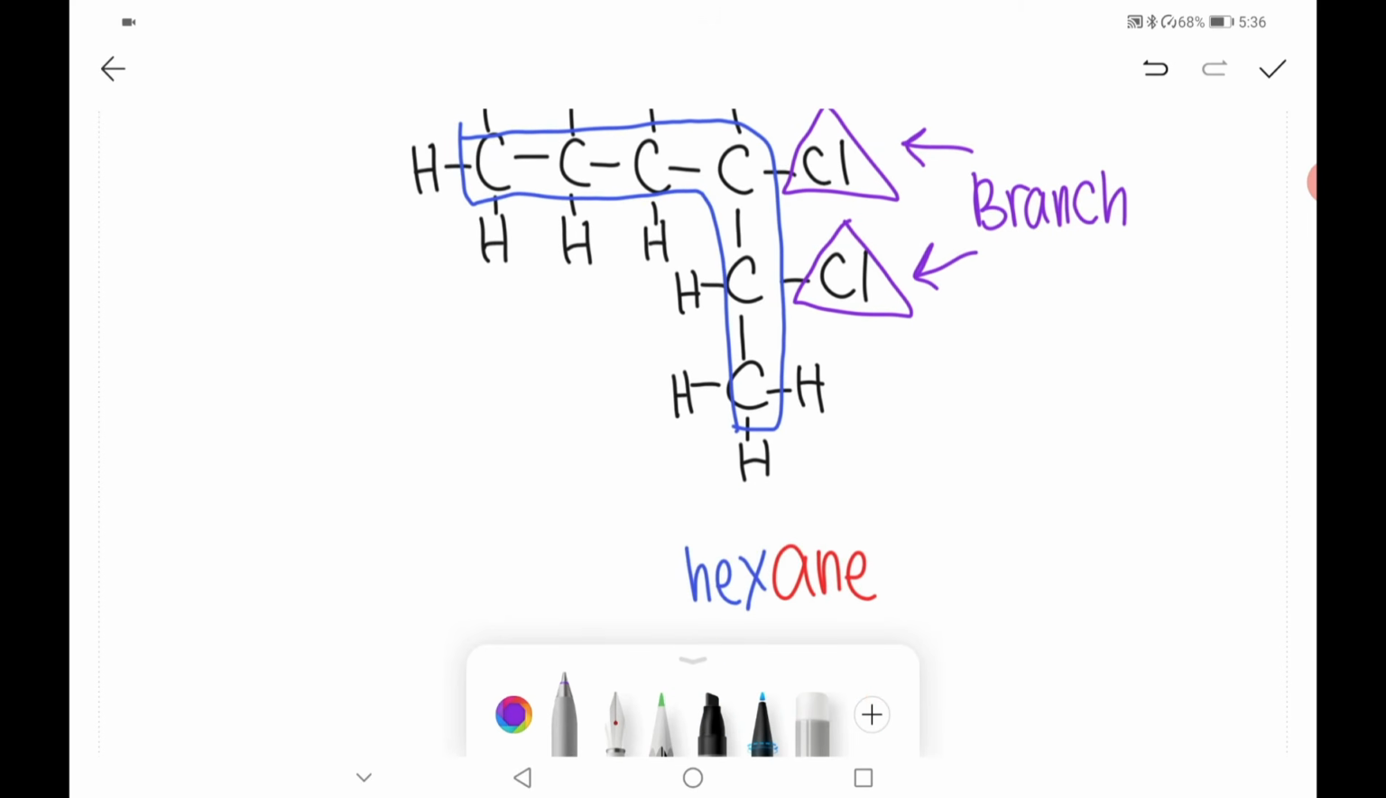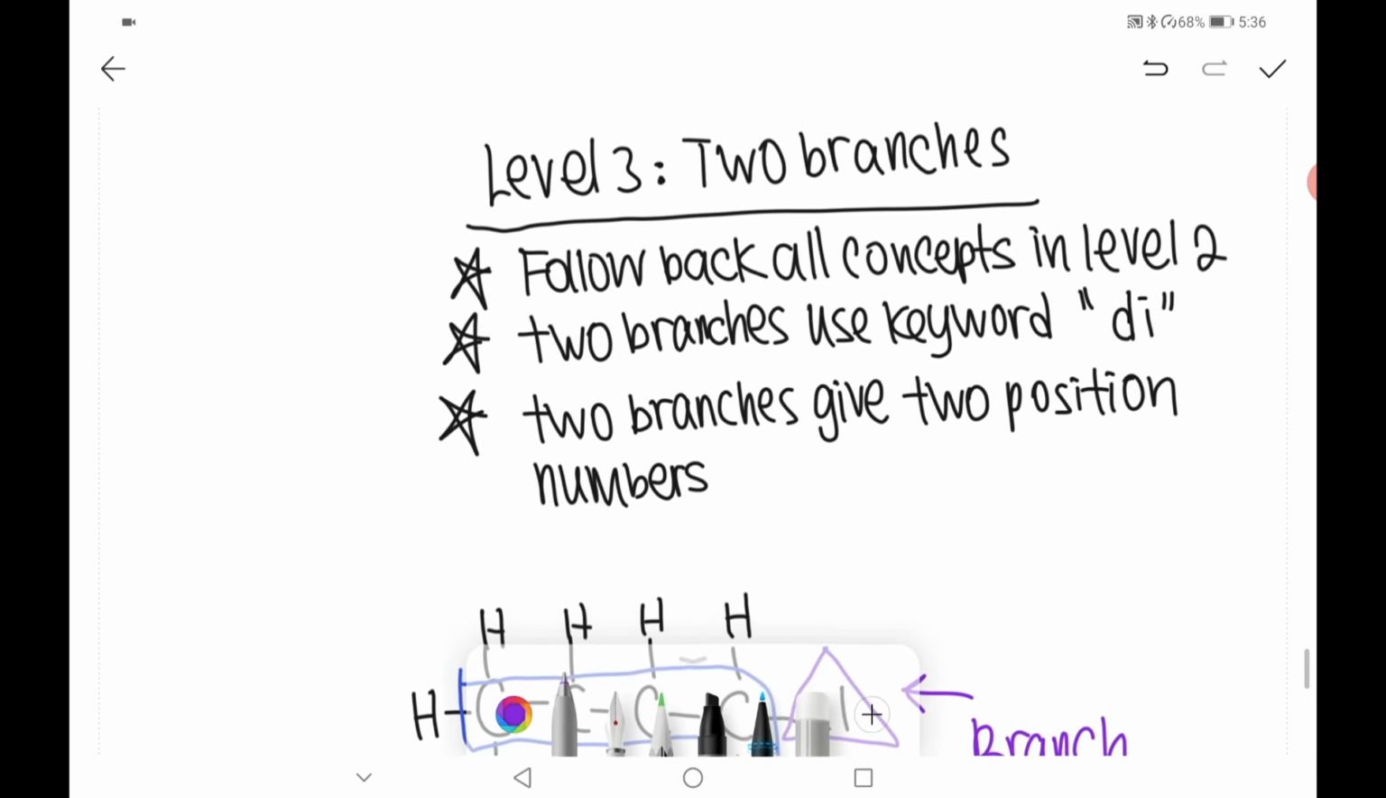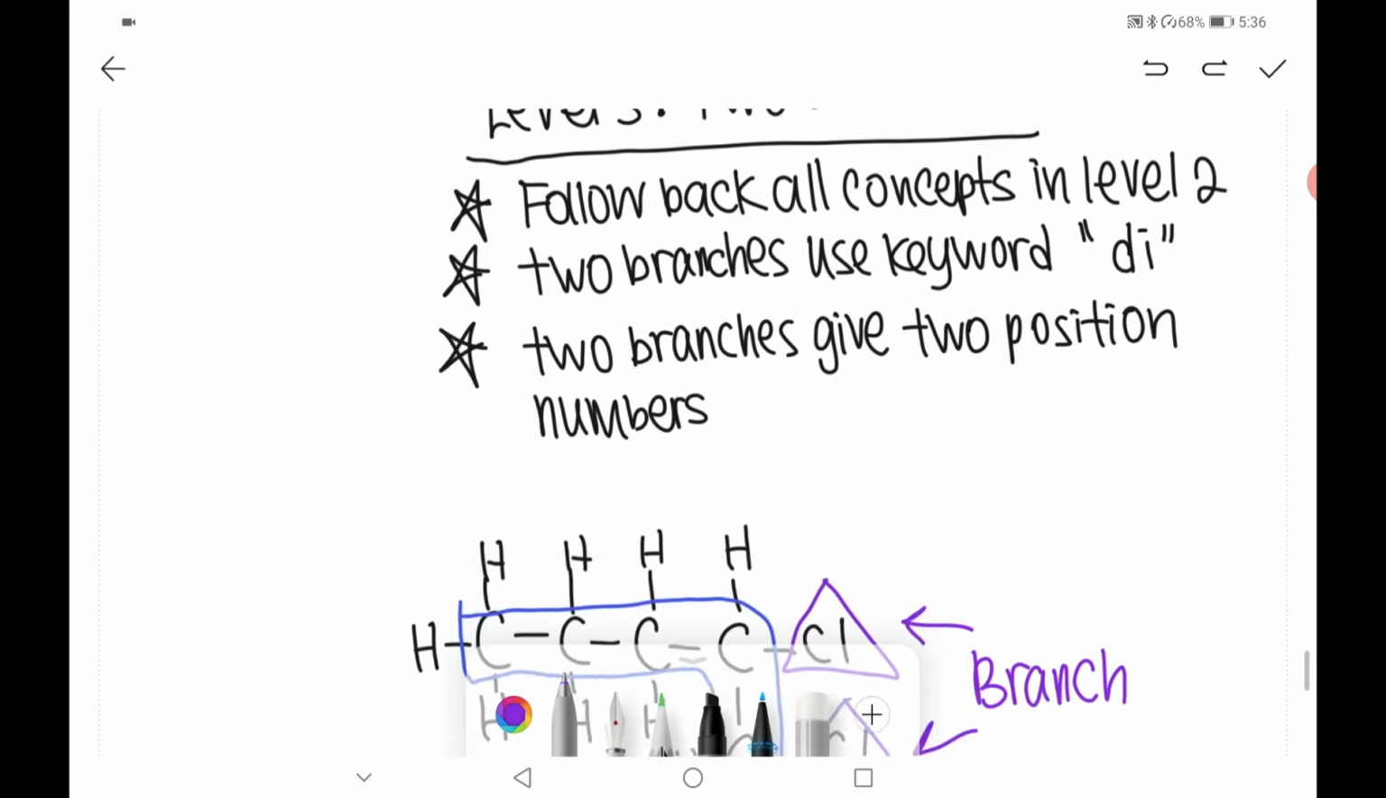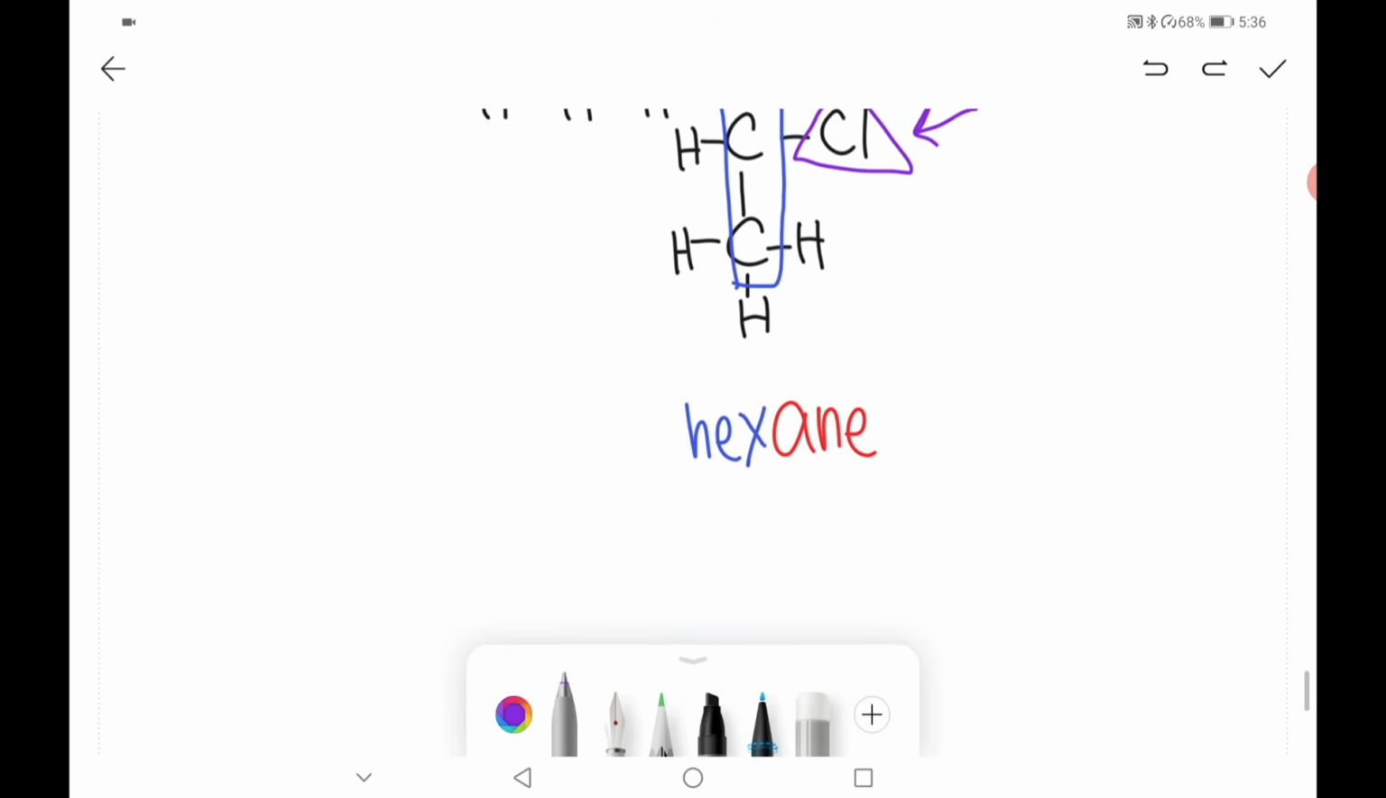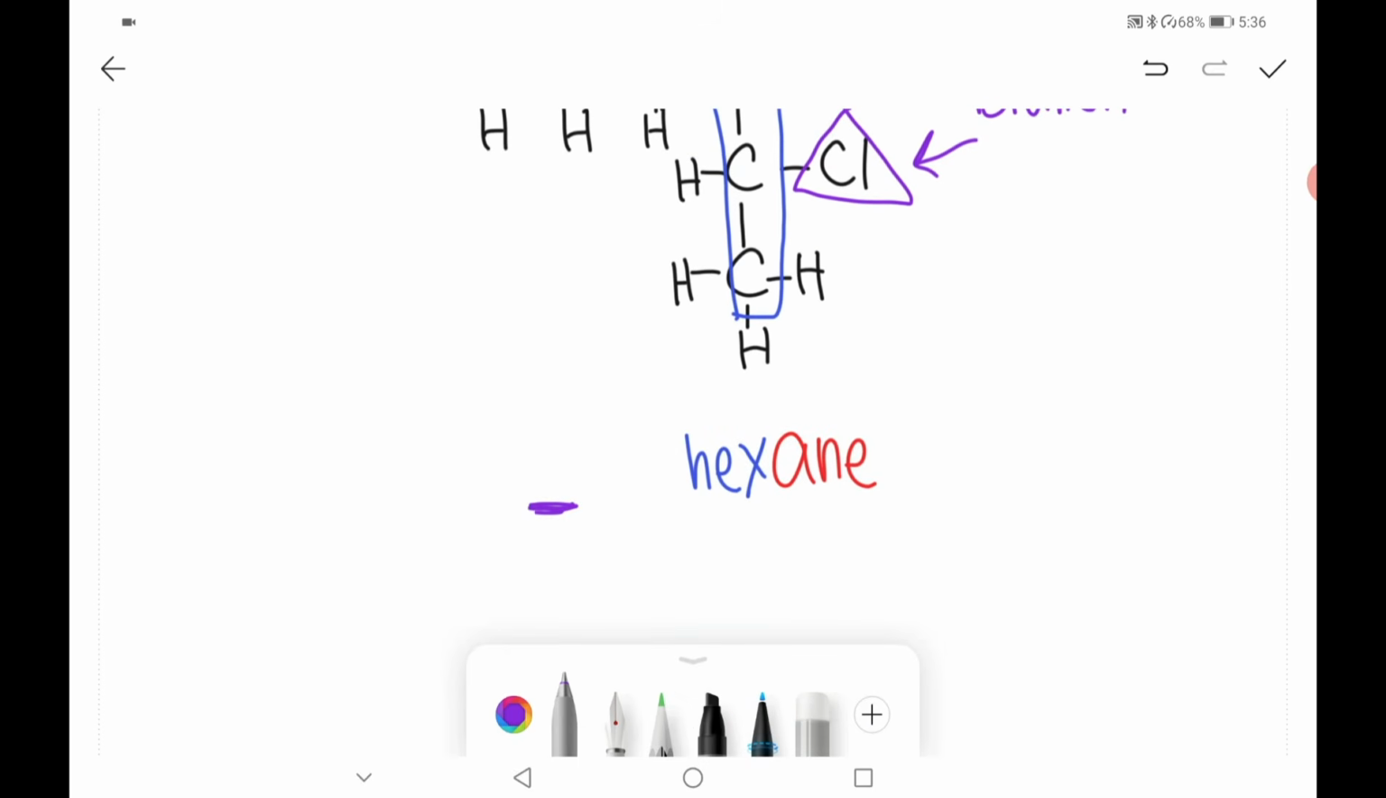So when we have 2 branches, we need to add the magic word. For 2 branches, the magic word is di, okay? Di. So we add the word di at the front here.